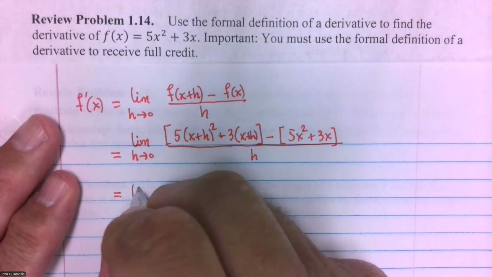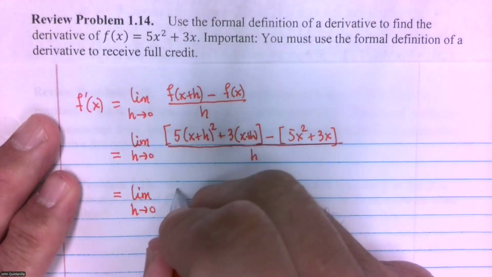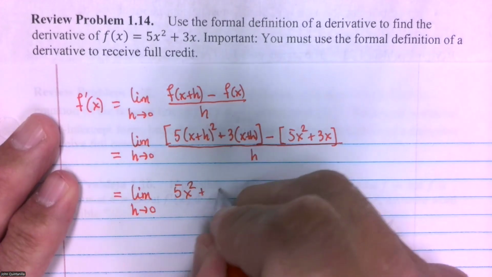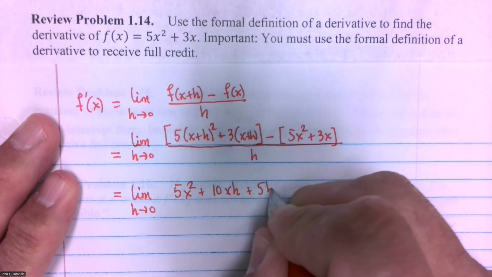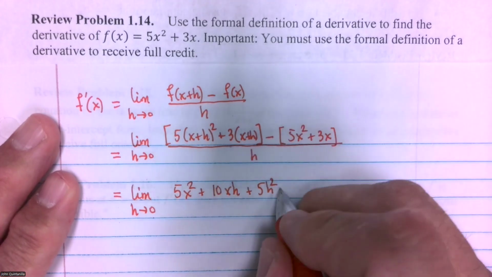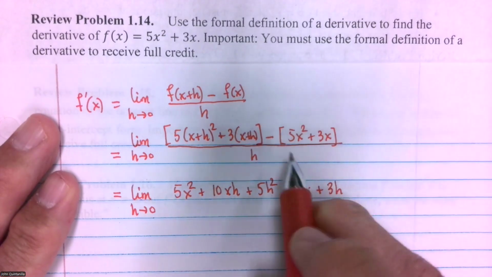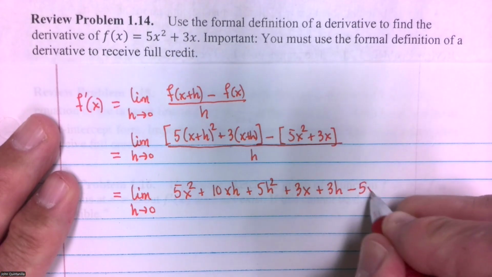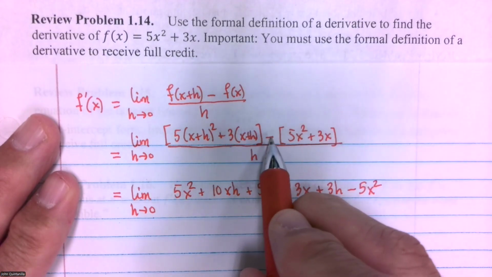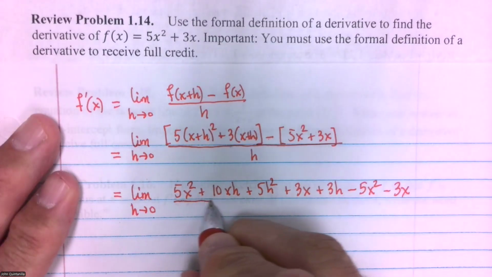Okay, so let's start simplifying. The limit as h approaches 0 of, on top I have 5x squared plus 10xh plus 5h squared. Then here I have plus 3x plus 3h. Over here I have minus 5x squared. And then I have another minus, so minus 3x, all divided by h.